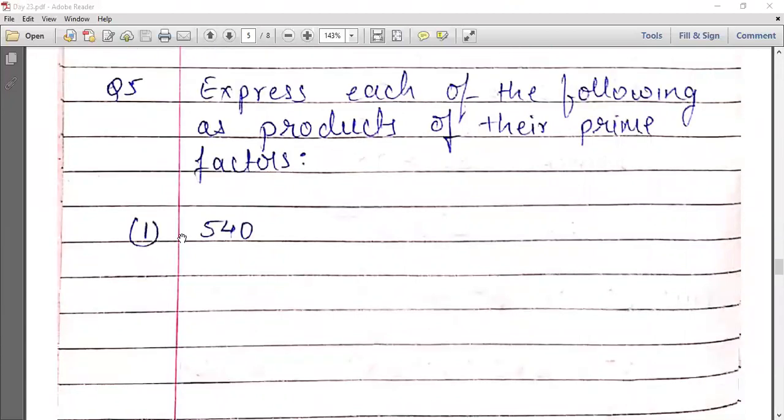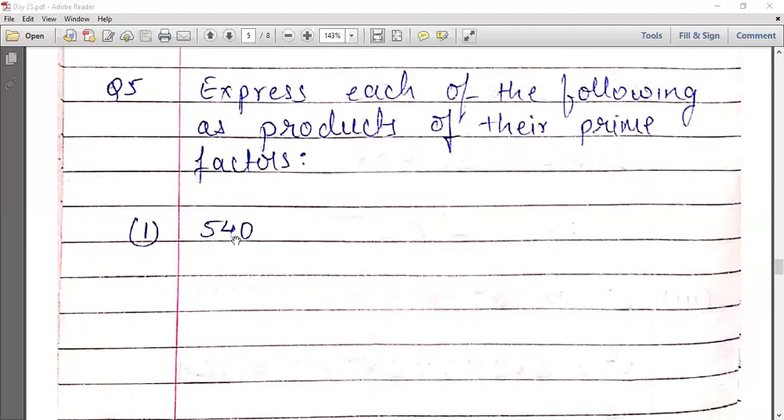Question number 5 is, express each of the following as products of their prime numbers or prime factors. Prime numbers are the numbers which are divisible by 1 and itself, like 2, 3, 5, 7, 11, etc. So as we did in question number 3, we'll do the same in question number 5. But the difference is, first we will try to solve it by prime numbers.